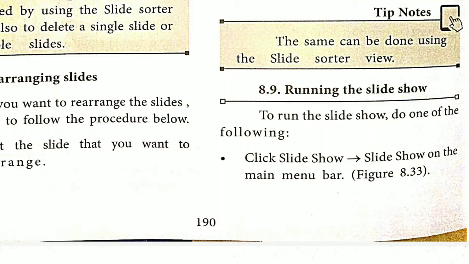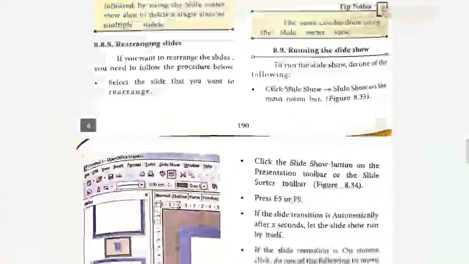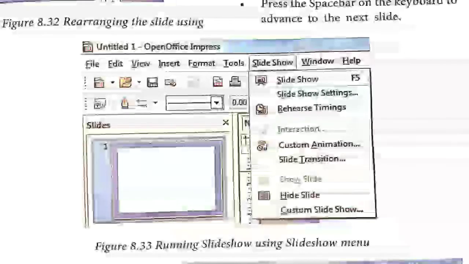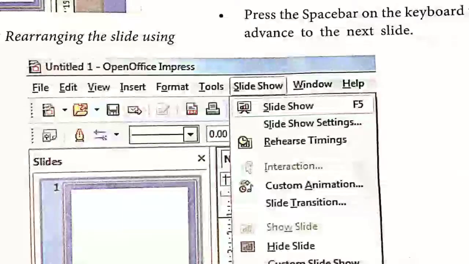So figure 8.33. This is the 8.33 slideshow, and inside that you can see a submenu which is known as slideshow, and next to it you can see a shortcut key F5. So either you can select slideshow or you can press F5 to view the slideshow. Click on the slideshow button on the presentation toolbar, or press F5 or F9.